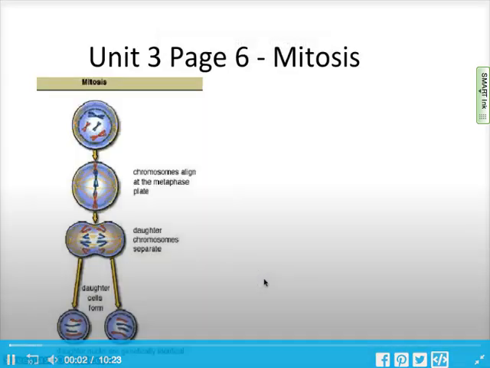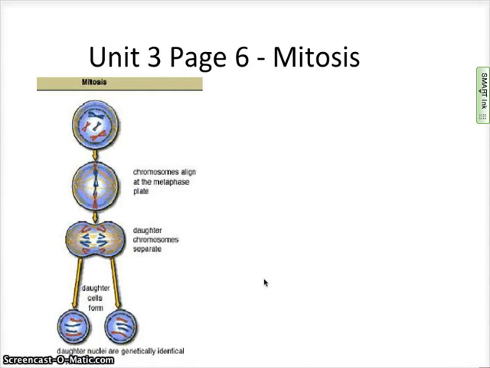Unit 3, page 6, mitosis. So on the left is a picture of mitosis, which is a process. What I'd like for you to do right now is answer the 3 catalyst questions on your handout.